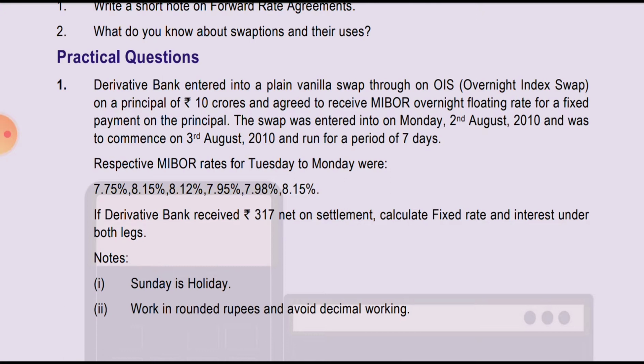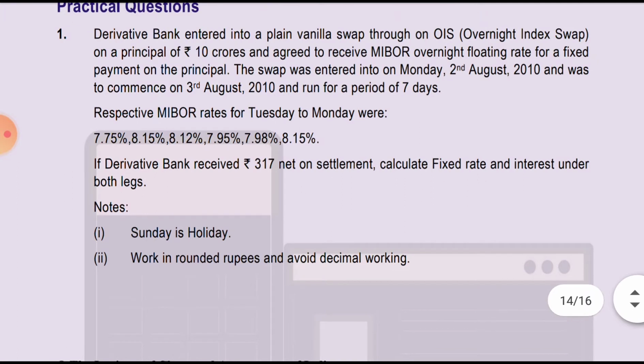Respective MIBOR rates for the Tuesday to Monday 1 week period were 7.75, 8.15, 12, 8.12, 7.95 and so on, 8.15. If the derivative bank received this much net on settlement, that is earning this much on settlement, this is basically the net profit. This can be used in calculating the fixed cost, because we would be having the revenue, this is the profit, so we'll get the fixed cost. Calculate the fixed rate and interest under both the legs.